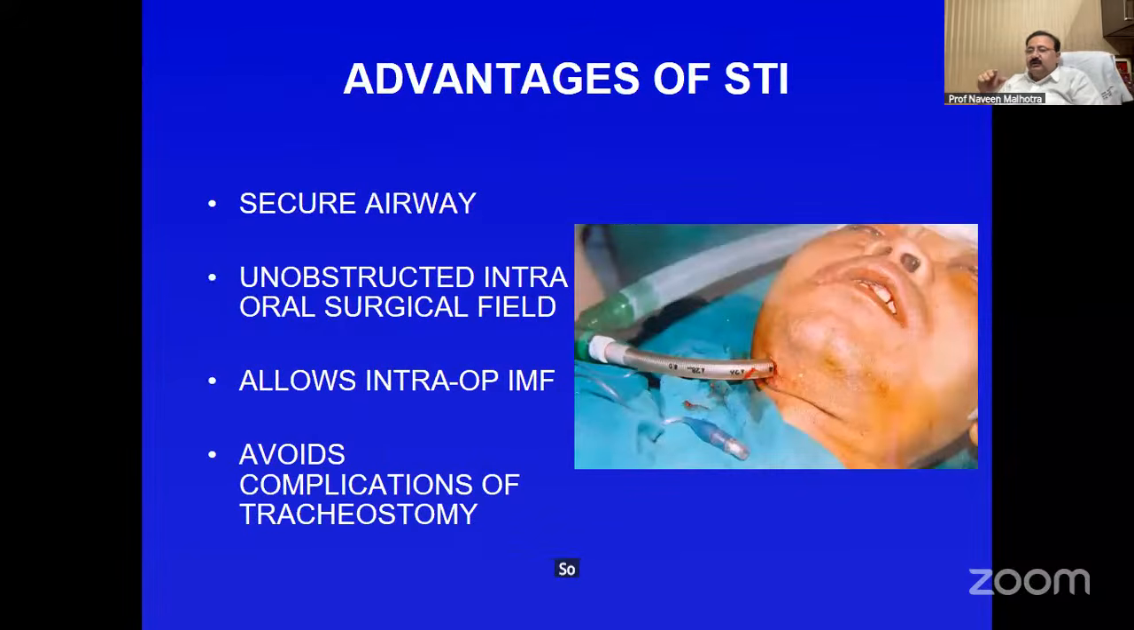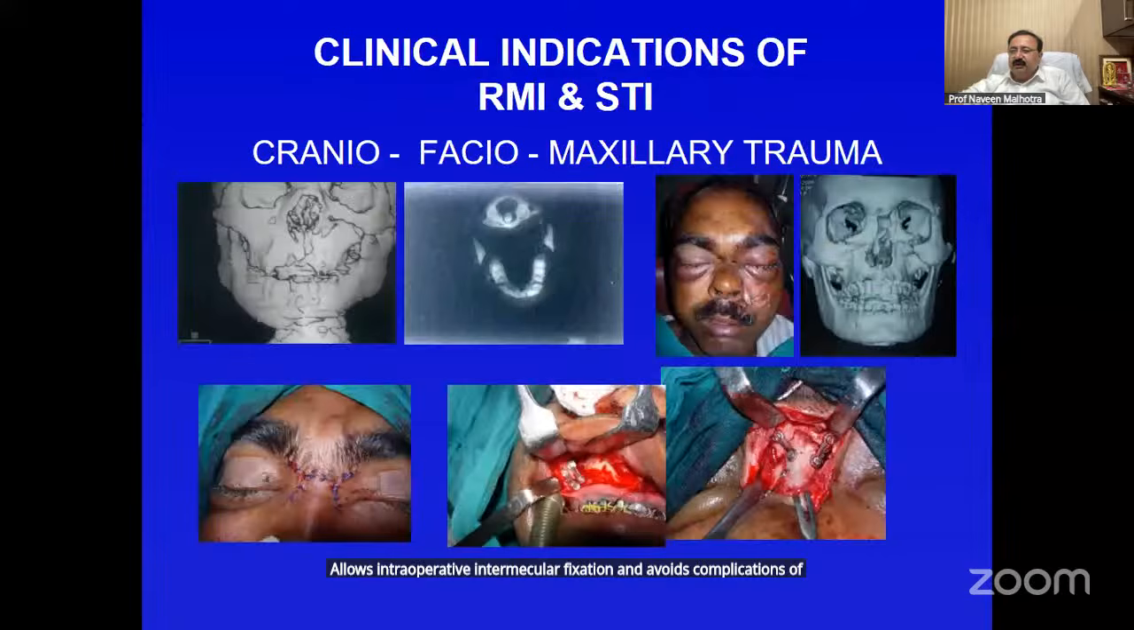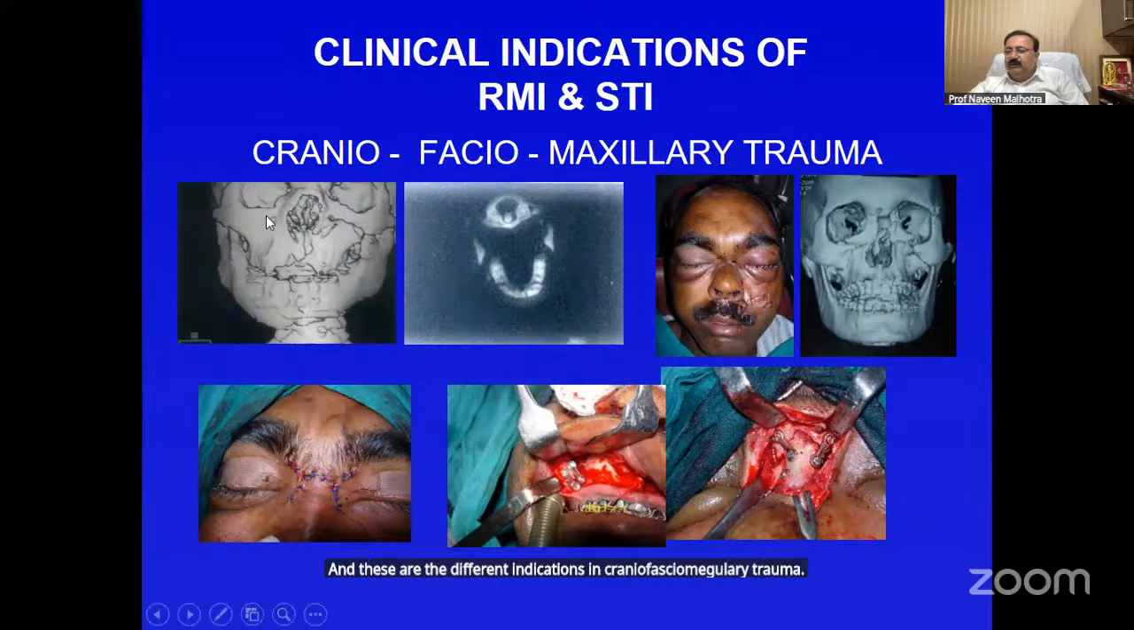So the advantages of submentotracheal intubation are that it provides a secure airway, an unobstructed intraoral surgical field, allows intraoperative intermaxillary fixation, and avoids complications of tracheostomy. And these are the different indications: craniofacial trauma, Le Fort fractures, multiple fractures of the maxilla, mandible, and nose. So these are all indications for retromolar and submentotracheal intubation.